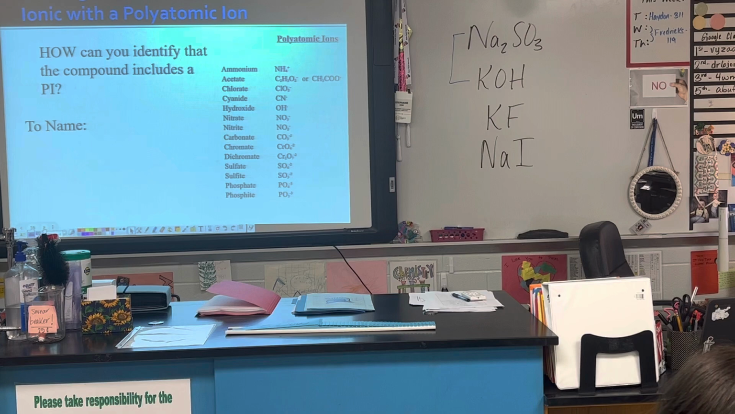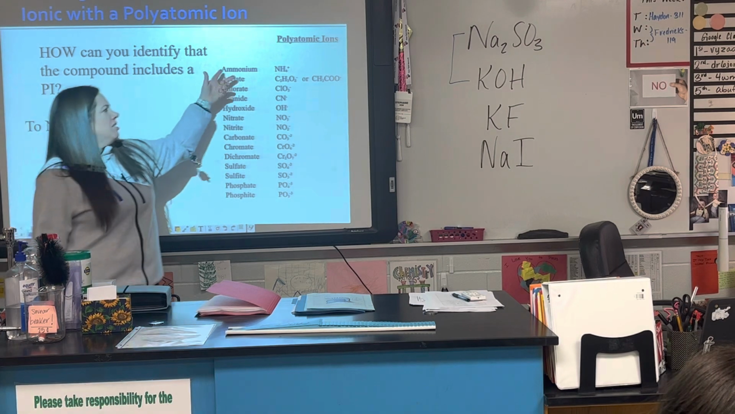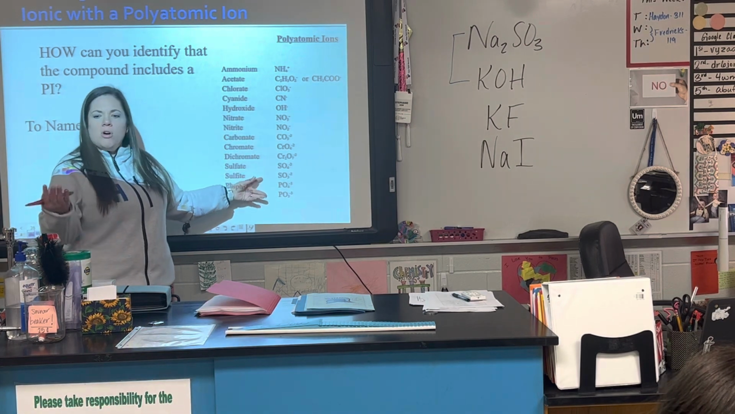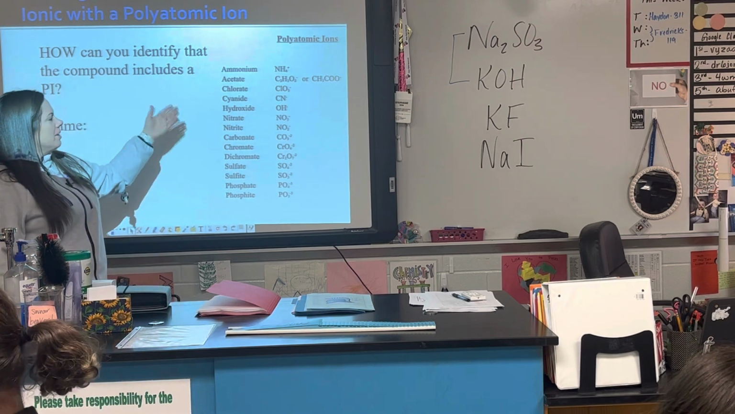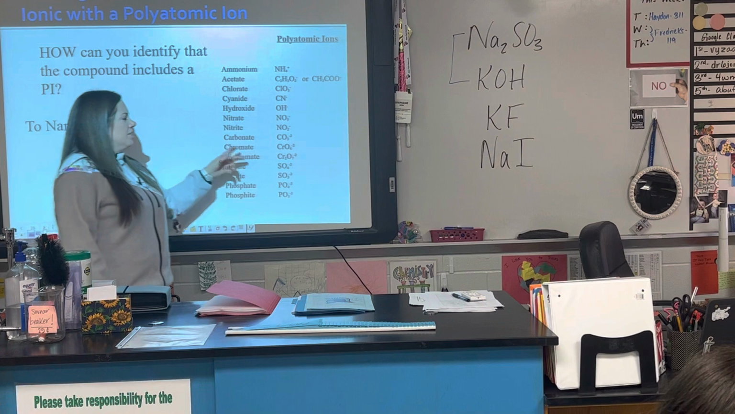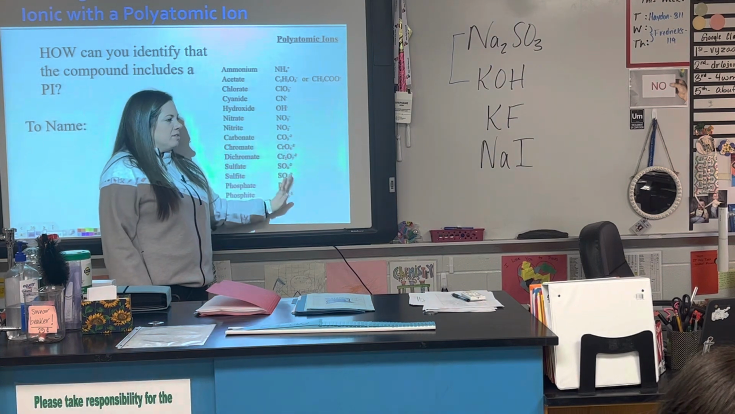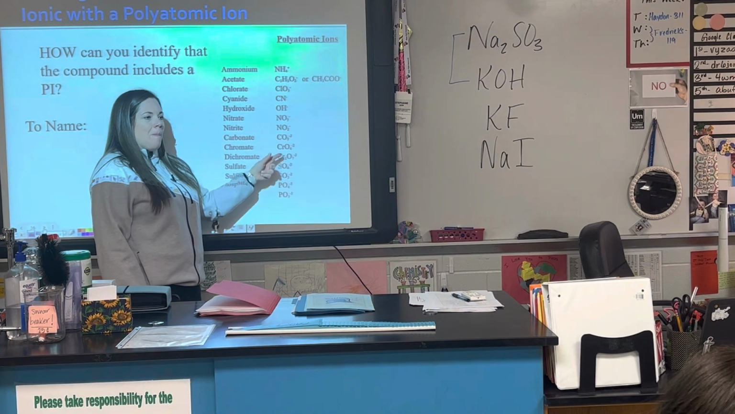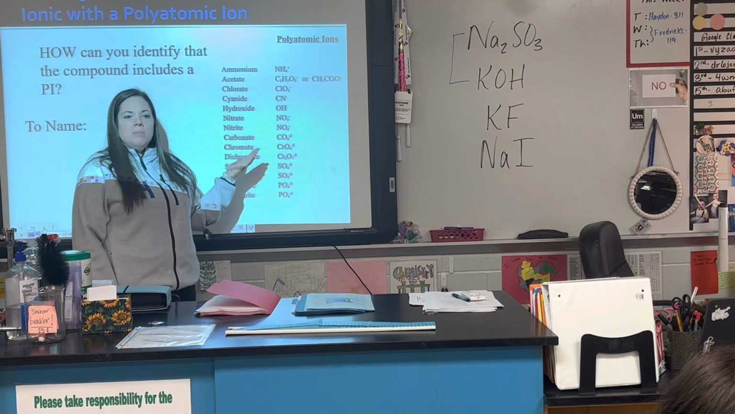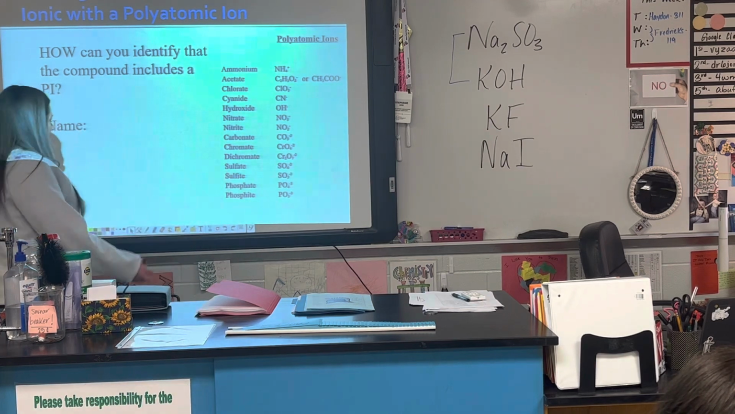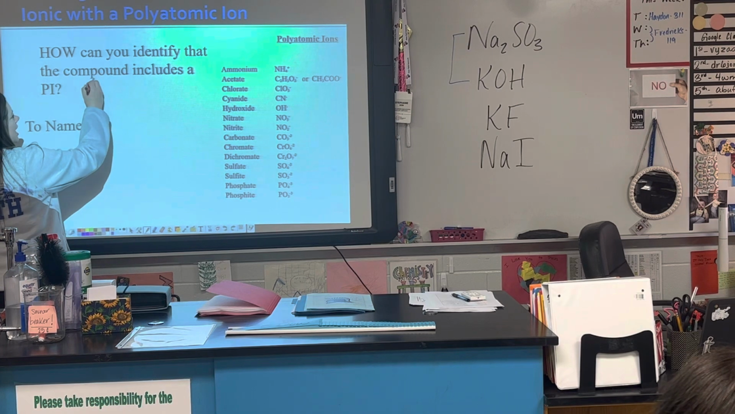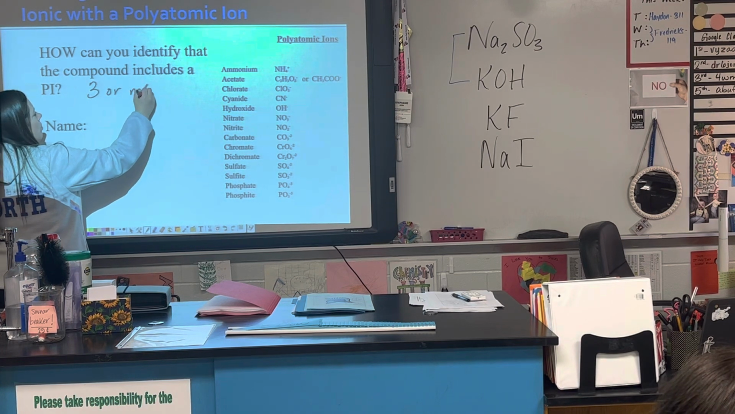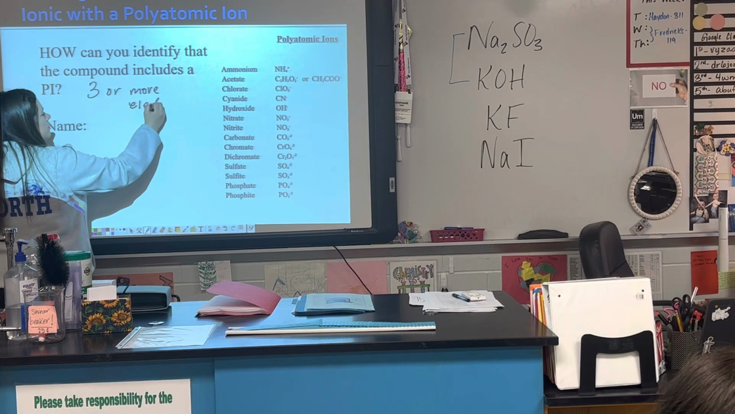Well, it's going to have 3 or more elements, because this is the same list of polyatomic ions that you have on the back of your periodic table. If I bond a polyatomic ion with another element, it's going to be at least 2 elements, plus something else. So it's going to be at least 3 elements. How can you identify the compound includes a polyatomic ion? It's going to have 3 or more elements.